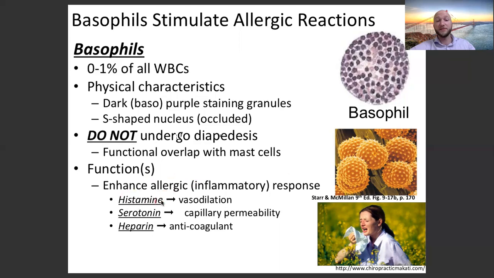They release histamine, which causes vasodilation, which allows for more white blood cells to flow to the area. They release serotonin, which increases capillary permeability so we can have more diapedesis, more nutrients flowing into the interstitial space. And they release heparin, which is an anticoagulant.